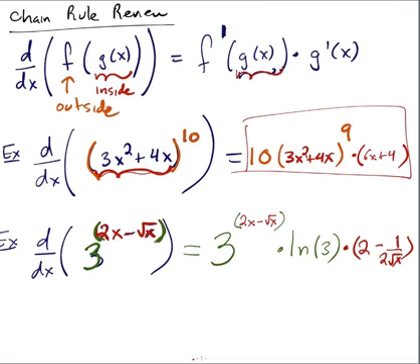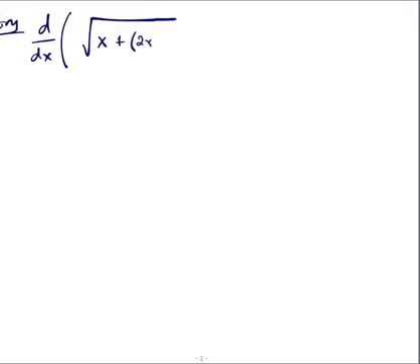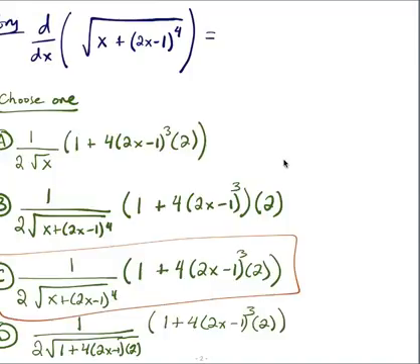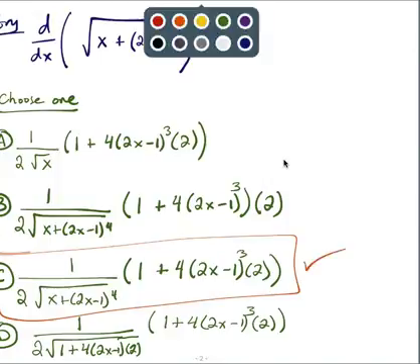All right, so let's step it up a notch here. I'm going to give you guys one to try. You ready? Not much harder, just a little bit. Let's see. How about the square root of x plus 2x minus 1 to the fourth. Okay, give it a go. They're close. They're similar.